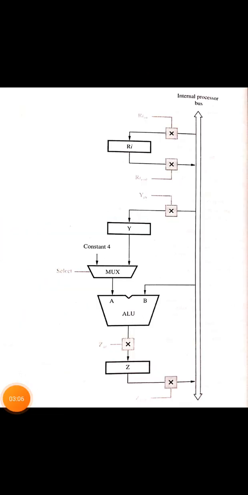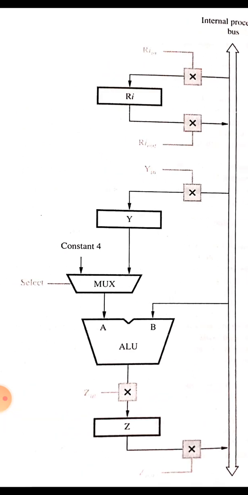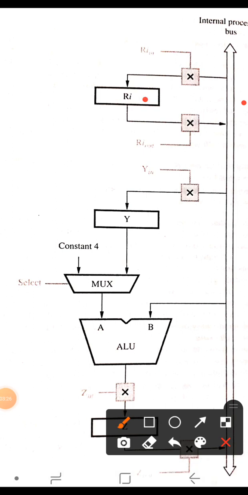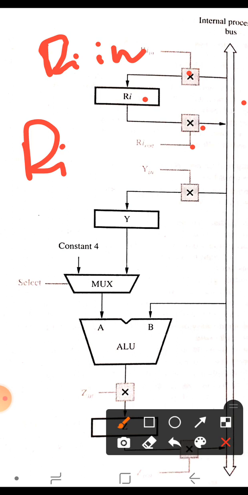Just now I said how Ri in and Ri out are used to describe the status of your information. This is the block diagram showing the input and output gating for the register. You can see that every register Ri is connected to the bus with the help of switches. These switches have two control signals: Ri in and Ri out.